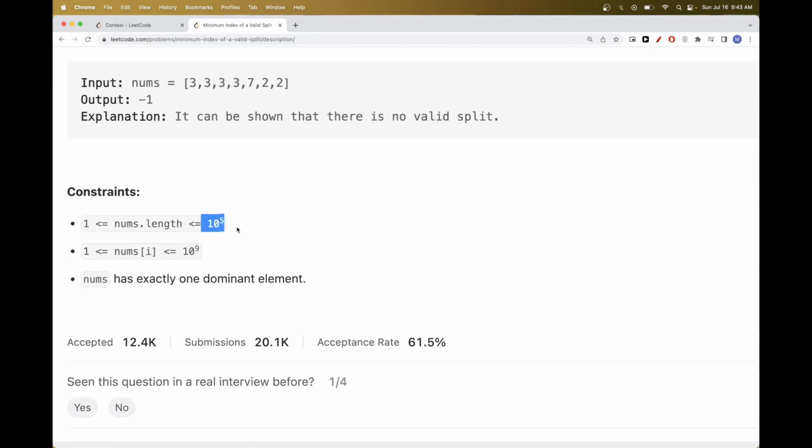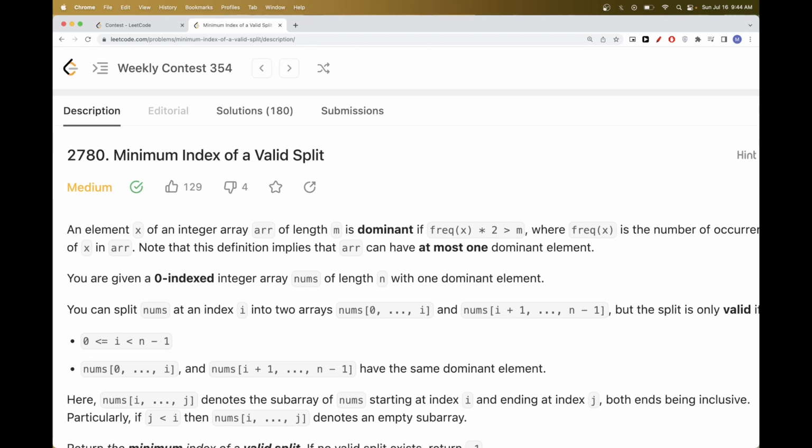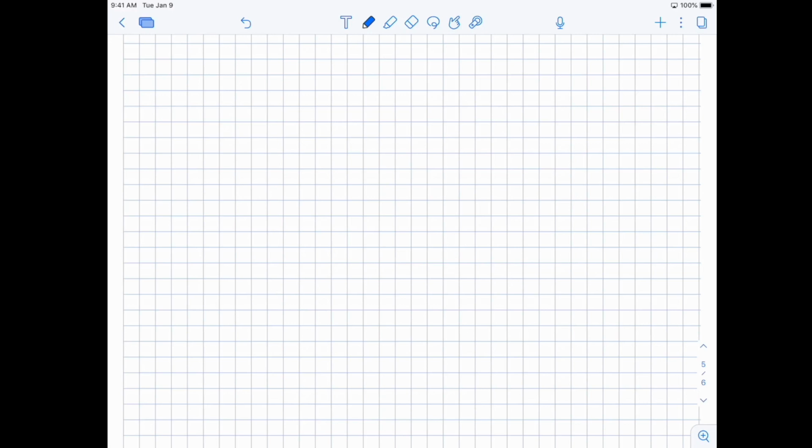Again, the length is 10 to the power of 5. And the array's elements themselves are up to 10 to the power of 9. So we definitely can do something that goes through the numbers, values, and we can do an O(n squared). So let's see how we can tackle it. Okay, so let's see how we can handle this.